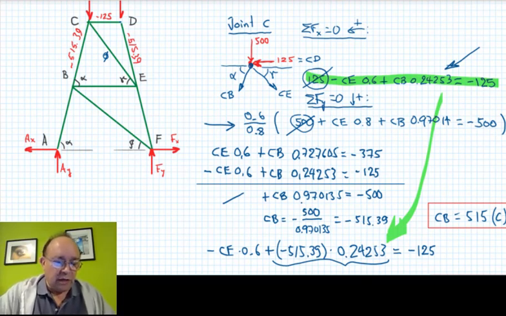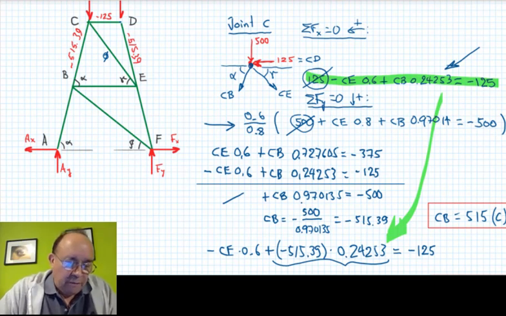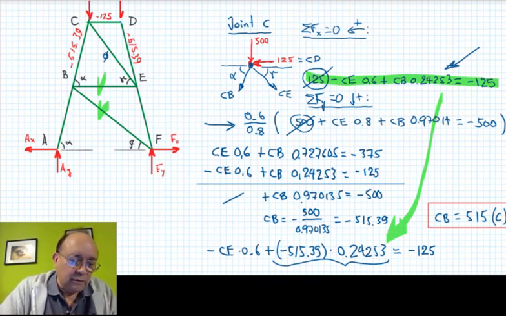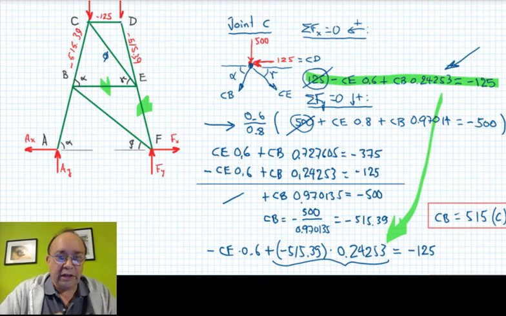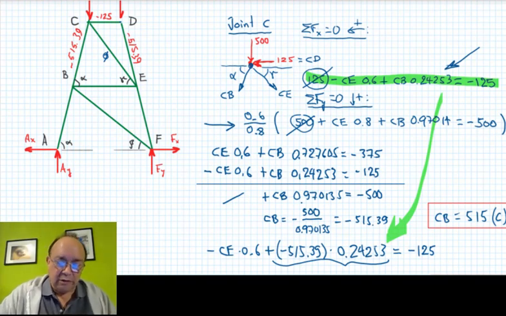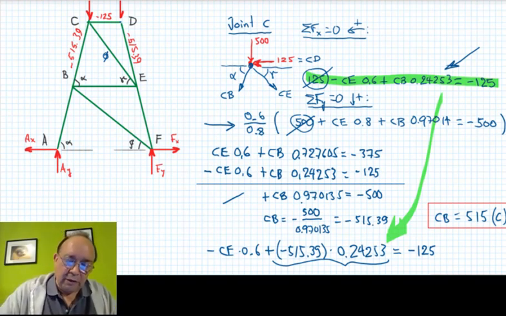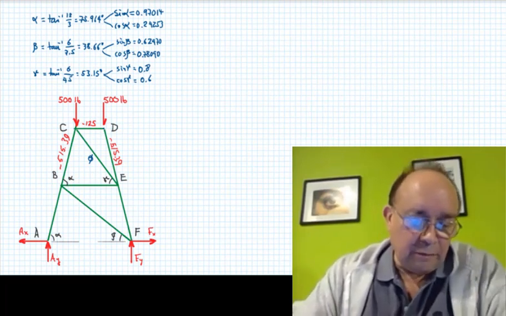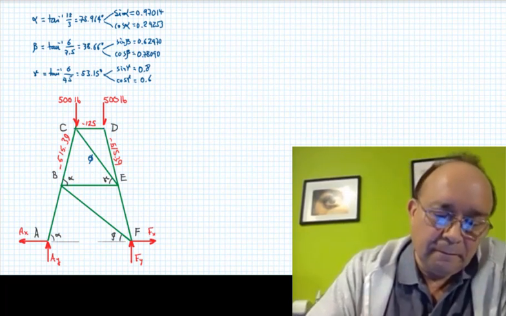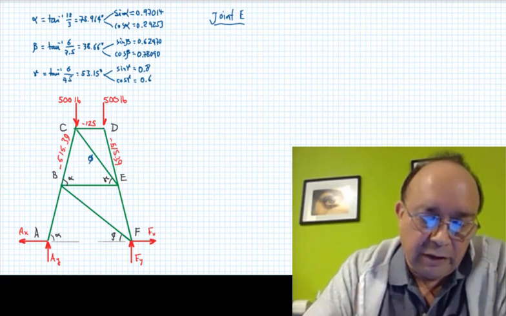So which one can we do now? We cannot do B because B has 3 unknowns. We have 1, 2, 3 unknowns. So we have to do E. E has 1 and 2 unknowns. So joint E is a joint that we can do. So let's move this down a little and make a little bit of cleanup here. Okay, joint E. Free body diagram of joint E.